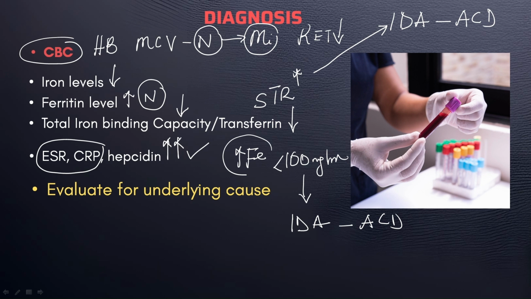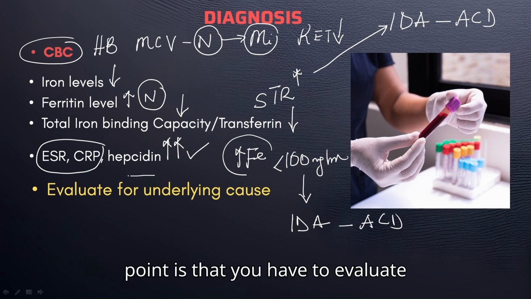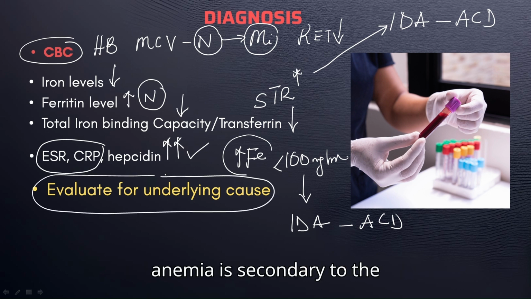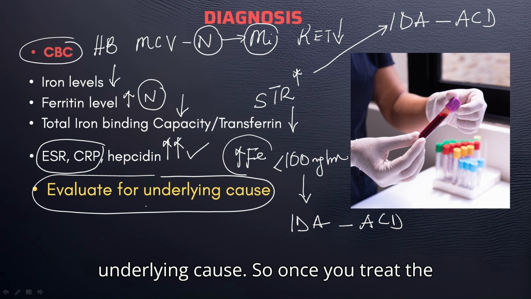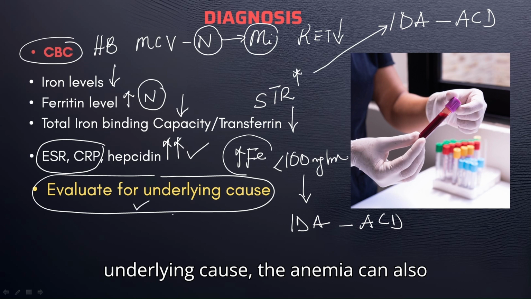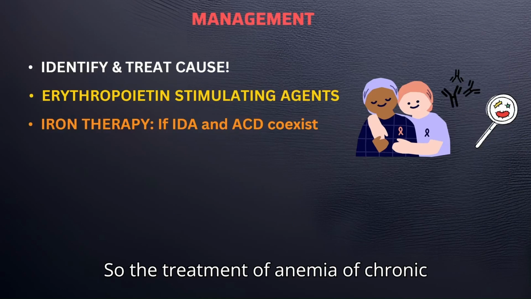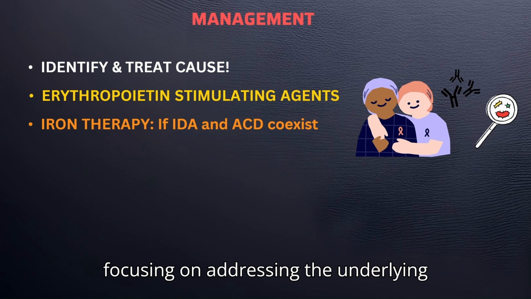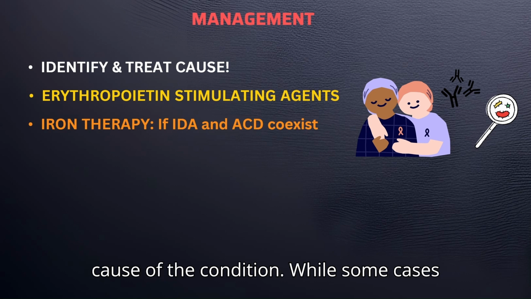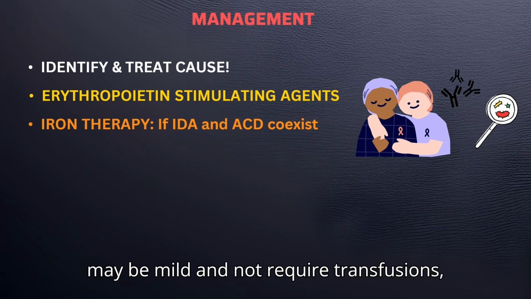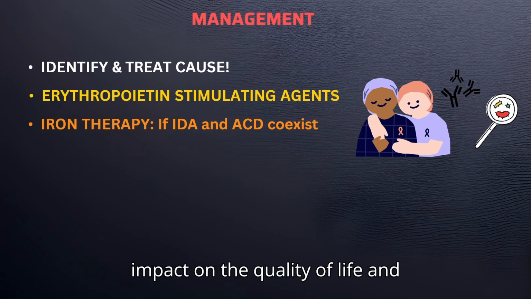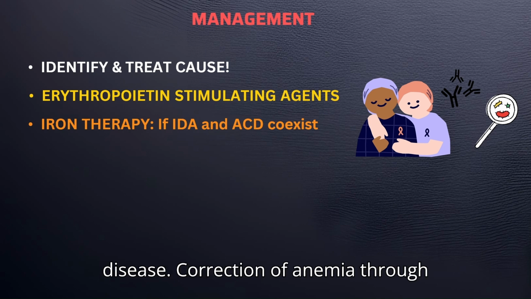So the key point is that you have to evaluate for the underlying cause, because the anemia is secondary to the underlying cause. So once you treat the underlying cause, the anemia can also resolve. So the treatment of anemia of chronic disease requires a thoughtful approach focusing on addressing the underlying cause of the condition. While some cases may be mild and not require transfusions, severe anemia can have a significant impact on the quality of life and potentially worsen the underlying disease.